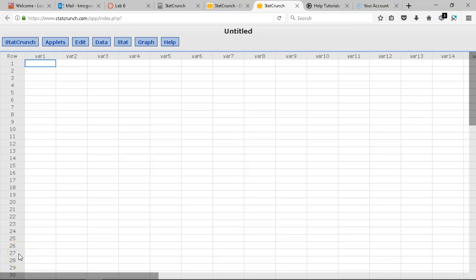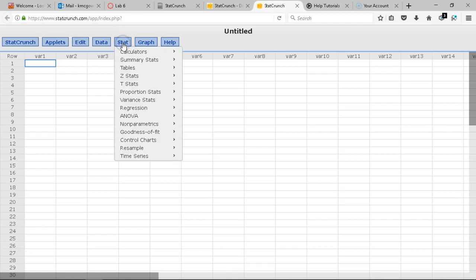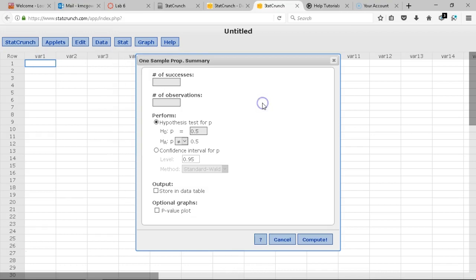This is the lab demo for Lab 6, and what we'll be doing is working with hypothesis testing this time for one sample tests. For 10.2 number 20, we will use proportion stats. We'll go to Stat, Proportion Stats, one sample, and again we have Summary. This time, instead of confidence intervals, we'll be using hypothesis test. And there are a few things you need to know.